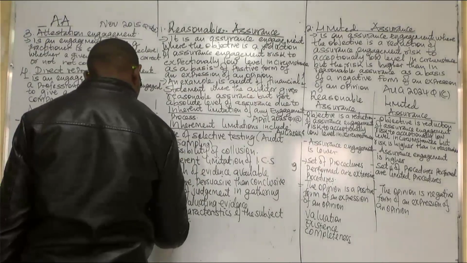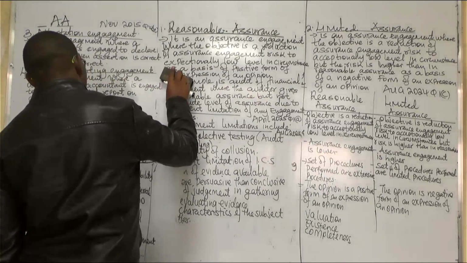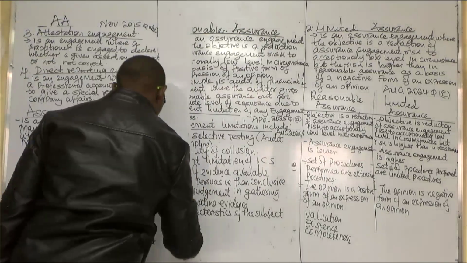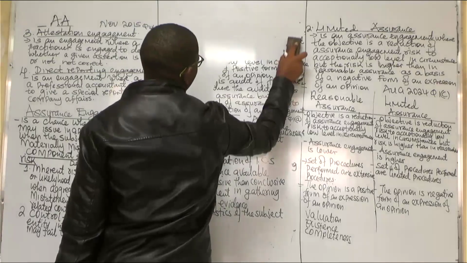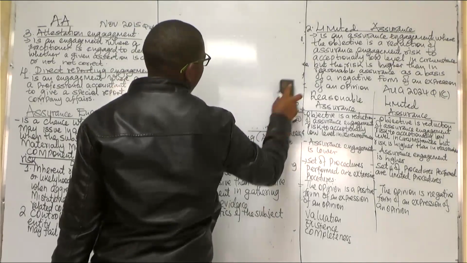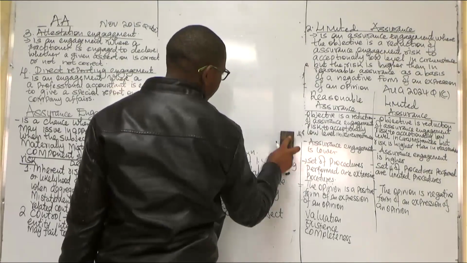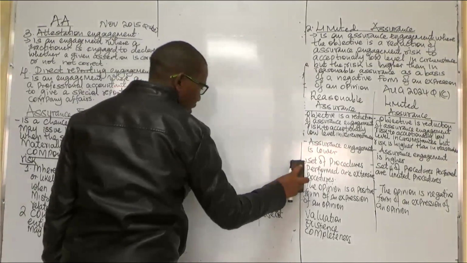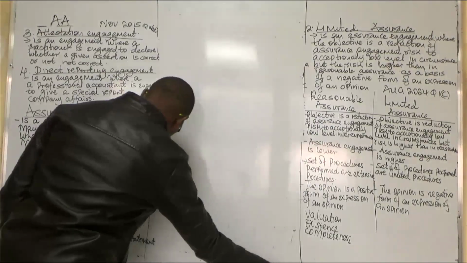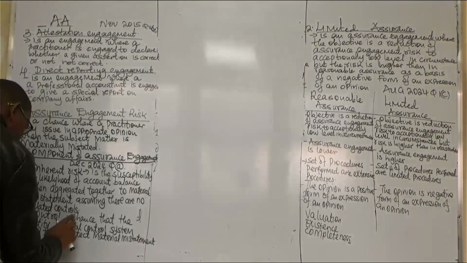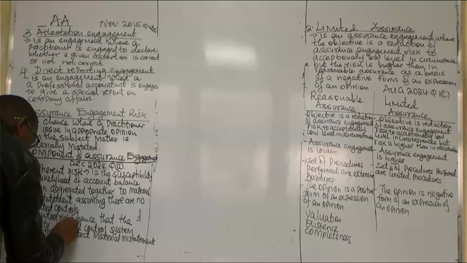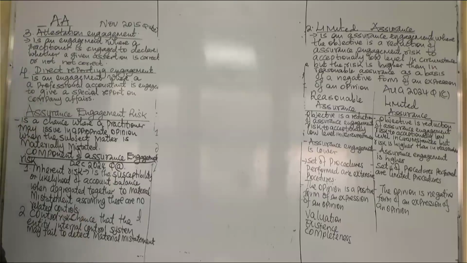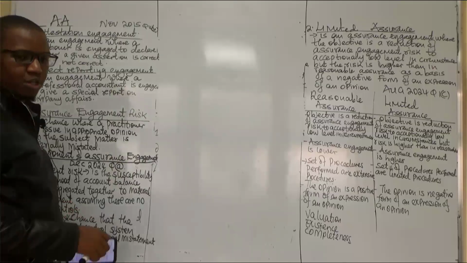That is what we call the control risk. That is number two, and it is as a result of internal control systems. Internal control systems are what is put in place by an organization to ensure that nothing goes wrong. So if the internal control system may fail to detect material misstatement, that is a control risk.